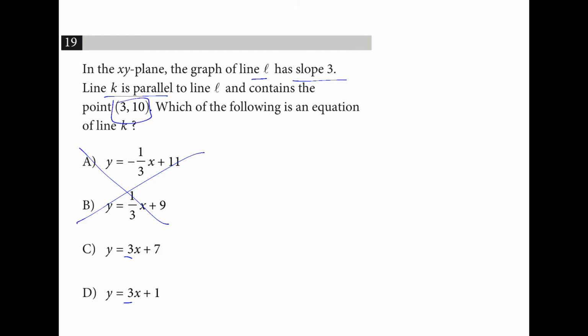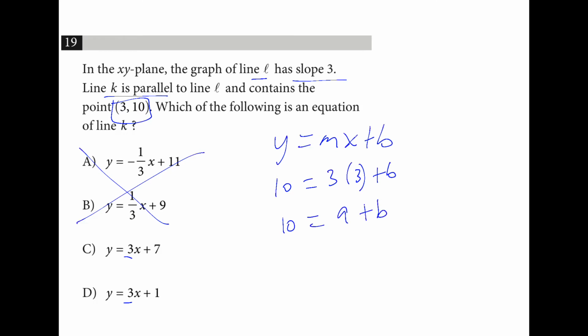So given this point, I can plug into the equation y equals mx plus b. I'm going to put 10 in for y, I'm going to put 3 in for my slope, and 3 in for my x coordinate. And this gives me that 10 is equal to 9 plus b. So if I subtract 9 from both sides, b is equal to 1, which means that D is my answer.